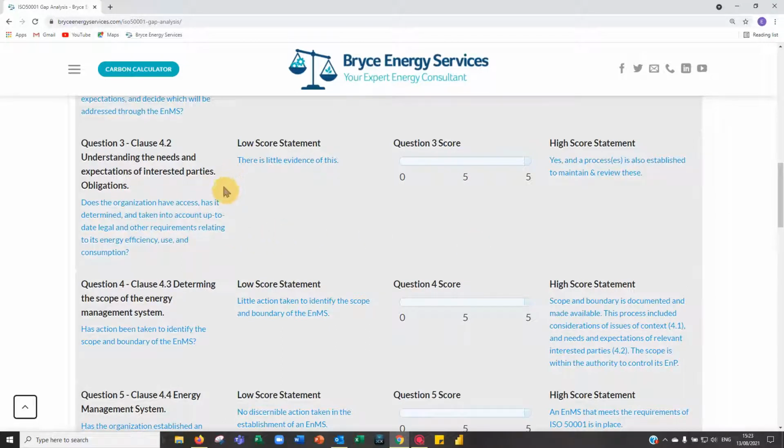4.2, obligations. Does the organization have access to, has it determined and taken into account, up-to-date legal and other requirements relating to energy efficiency, use, and consumption? Low score: little evidence of this. High score: yes, and a process or processes is also established to maintain and review these.